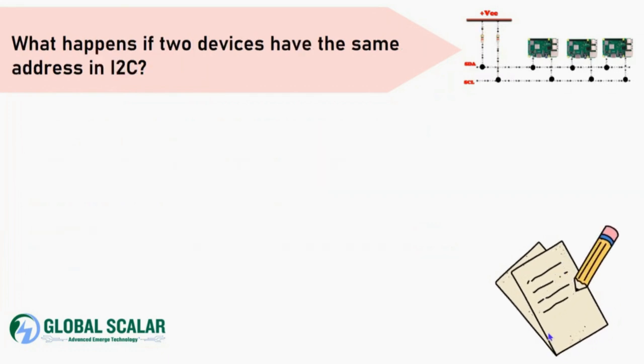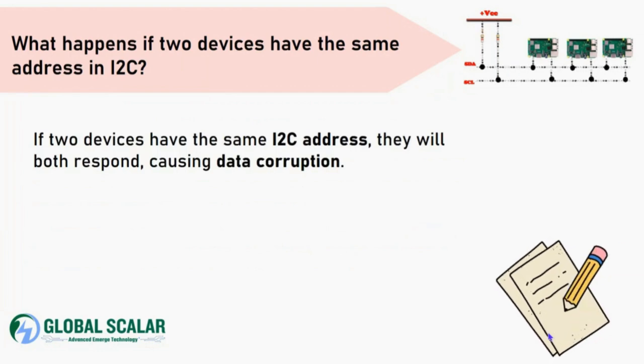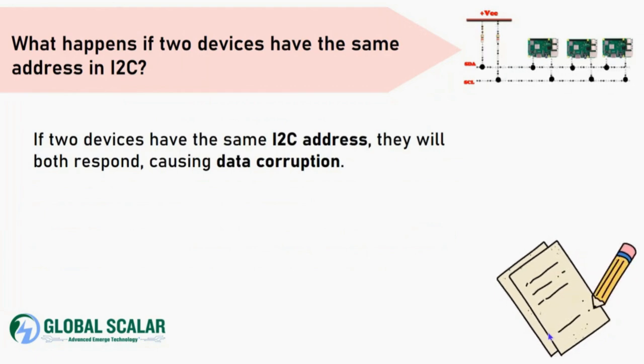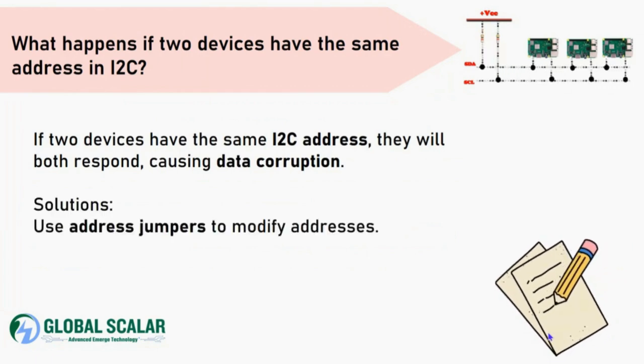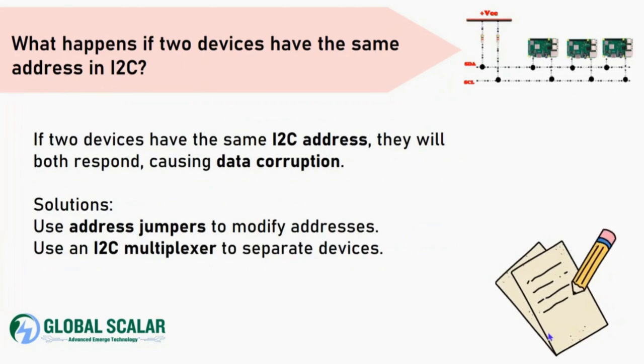What happens if two devices have the same address in I2C? If two devices have the same I2C address, they will both respond, which causes data corruption. It cannot send the data during the data corruption. Solution: we need to use an address jumper to modify the addresses and an I2C multiplexer to separate the devices.